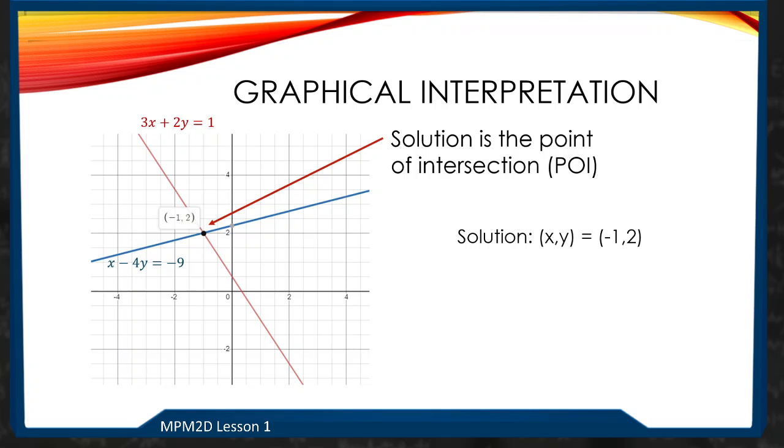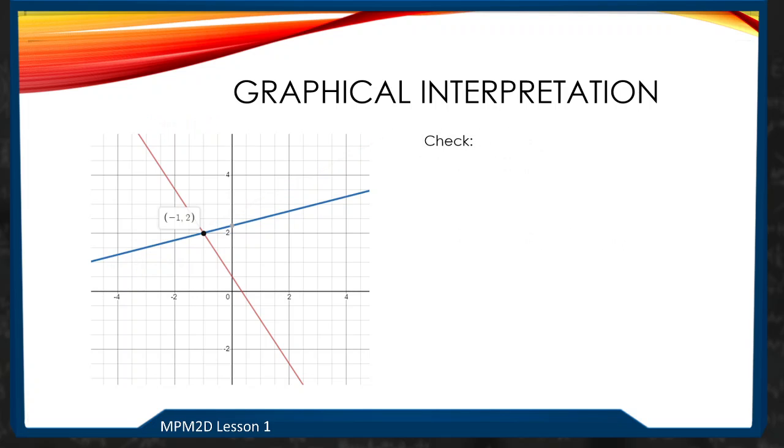So our solution, we can say (x, y) equals (negative 1, 2). Now, how do we check to see if it satisfies this? A way we can do this is we just take our two equations, here for example 3x plus 2y equals 1, and we replace the x and the y with our answer. We replace x with negative 1, we replace y with 2, and we solve. So what do we get? 3 times negative 1 is negative 3, and 2 times 2 is 4. So 1 equals 1, which is what we want, right? The left-hand side is equal to the right-hand side.